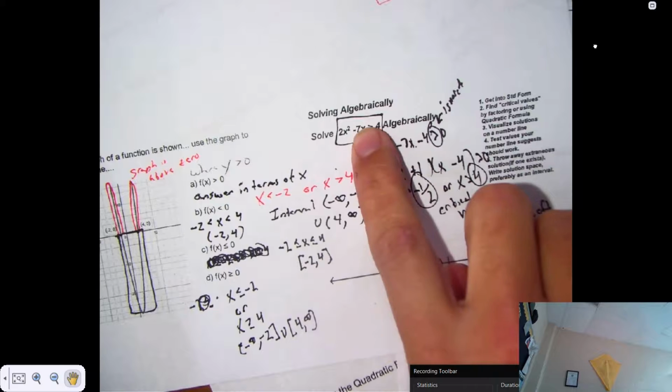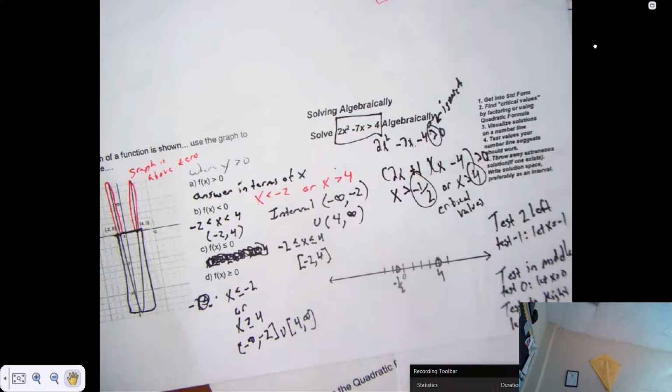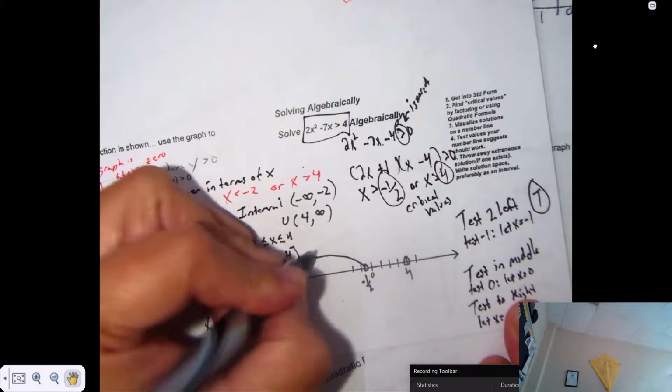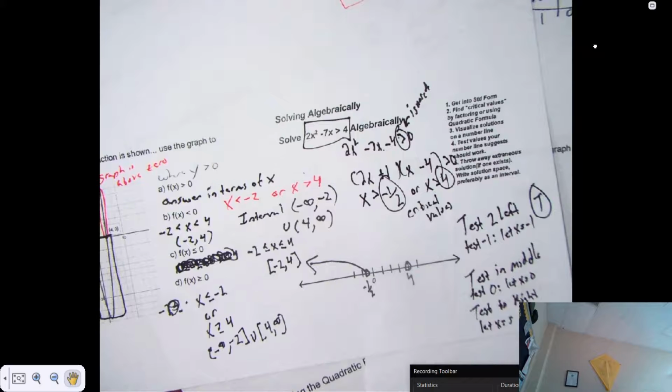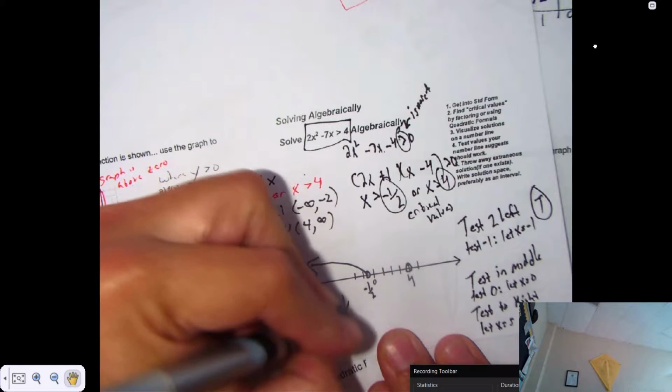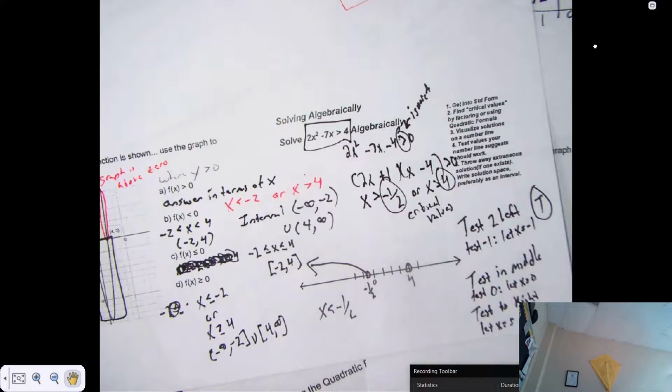Is 9 greater than 4? That's true. What's that mean? That means that everything to the left of negative 1/2 is a valid answer. That is telling me right there that x is less than negative 1/2. Sometimes you'll find ones that all 3 pieces match. It does happen.